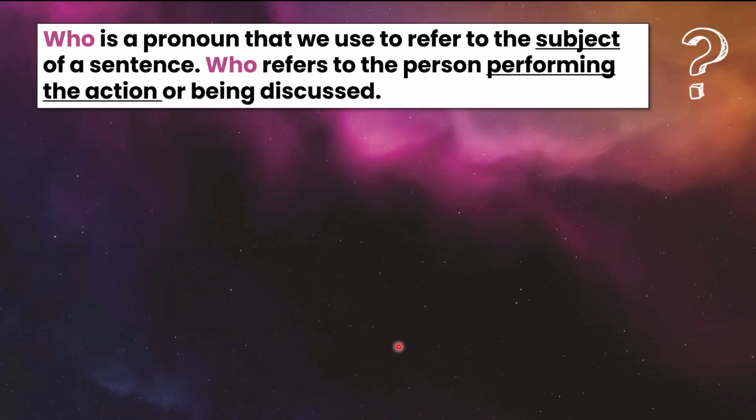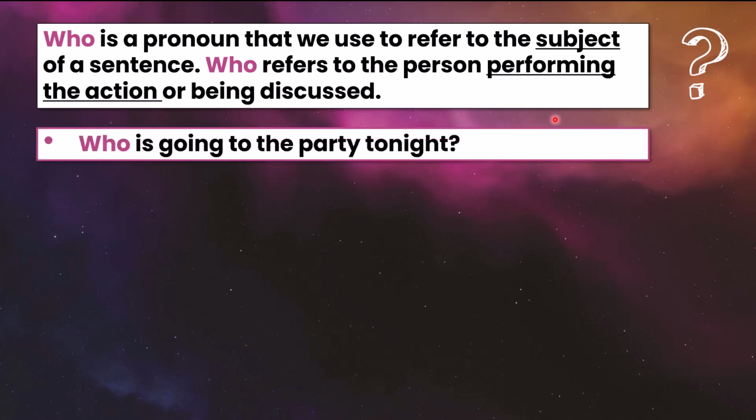Who is a pronoun that we use to refer to the subject of a sentence. Who refers to the person performing the action or being discussed. In my last video, I talked about subjects versus objects, and this may help you in this lesson. For example, who is going to the party tonight? In this example, we are referring to the subject of the sentence.